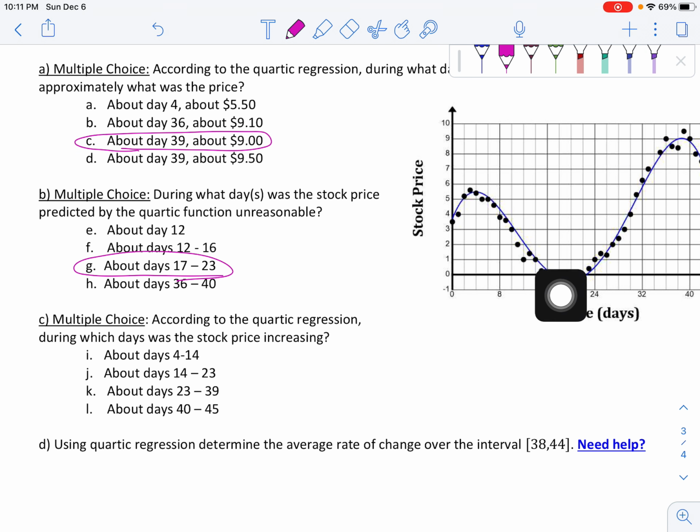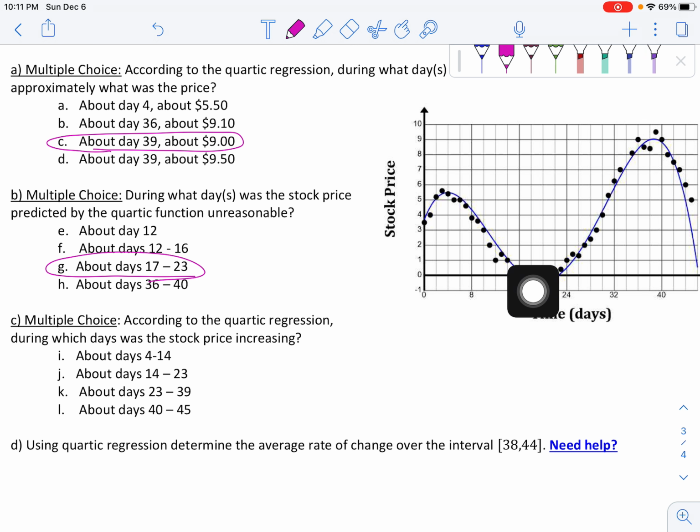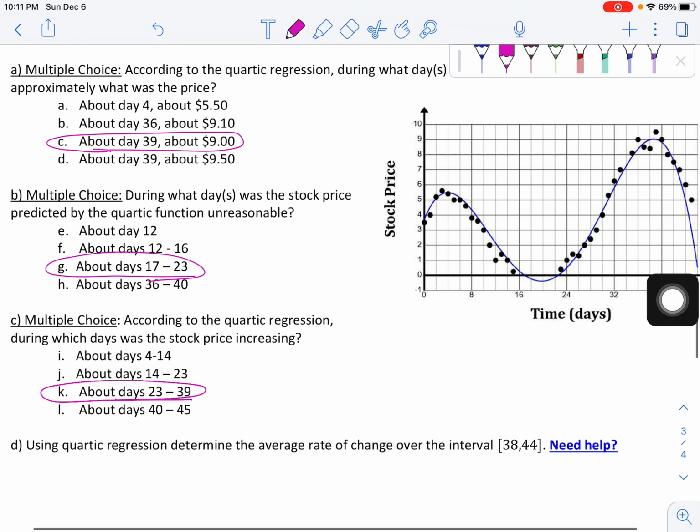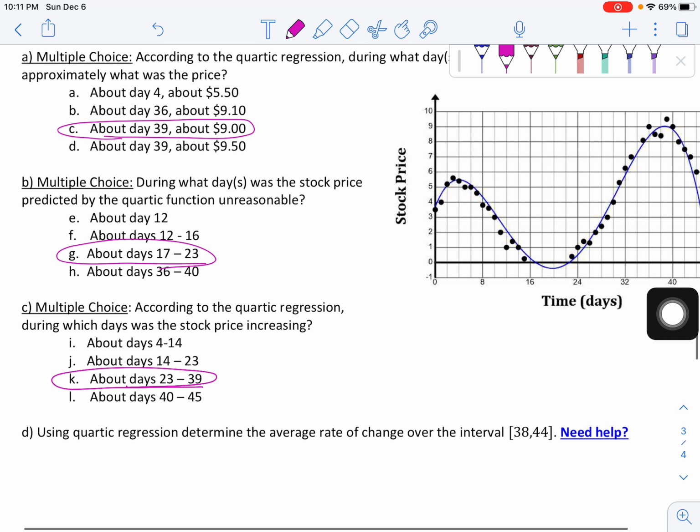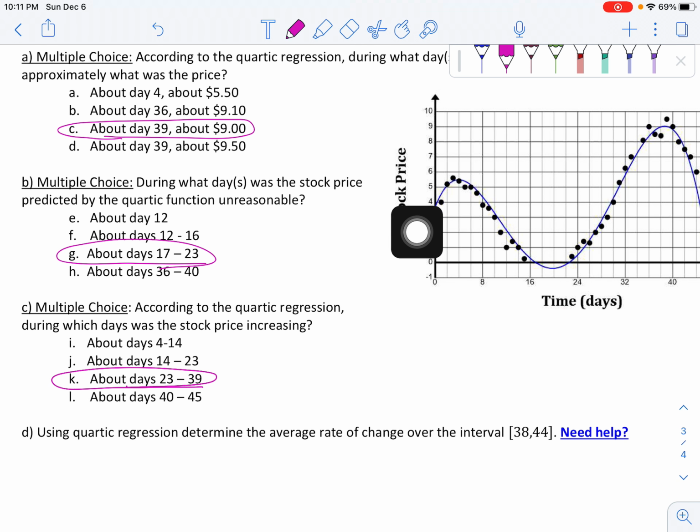All right, so let's see. Day 14 would be right here to day 23. No, these are decreasing. Okay. Let's see. Day 23, which is right around here, to day 39. Yep, that is a big old increase in the graph. So it's right here. And day 40 to day 45? Yeah, no. We're dropping again. So there's only one section in these answers, all right?